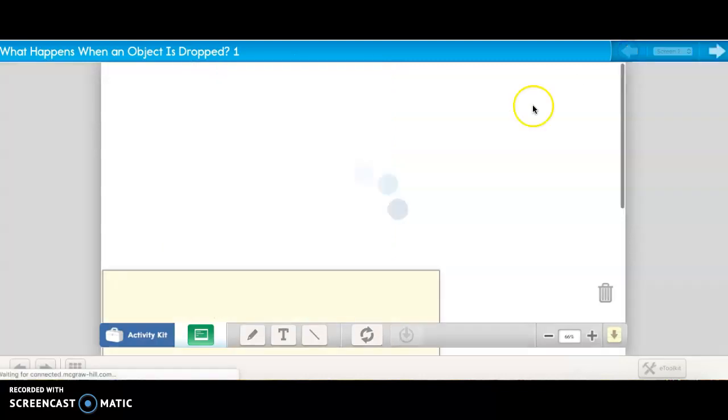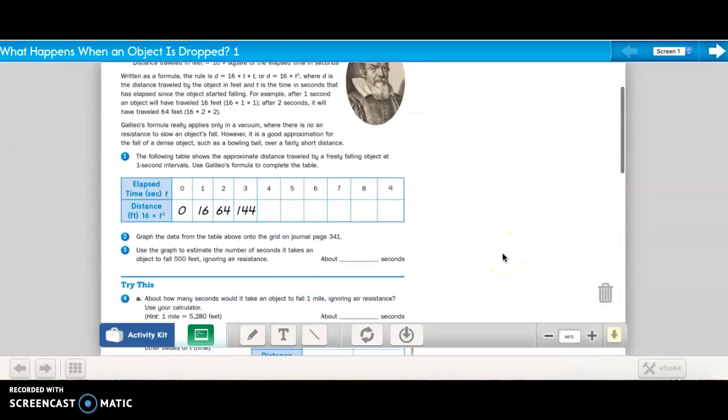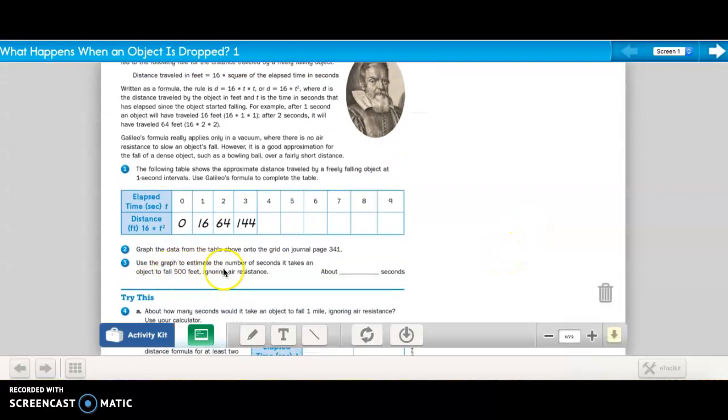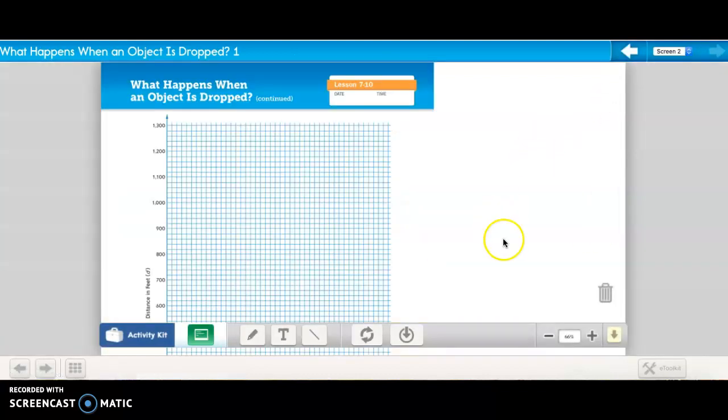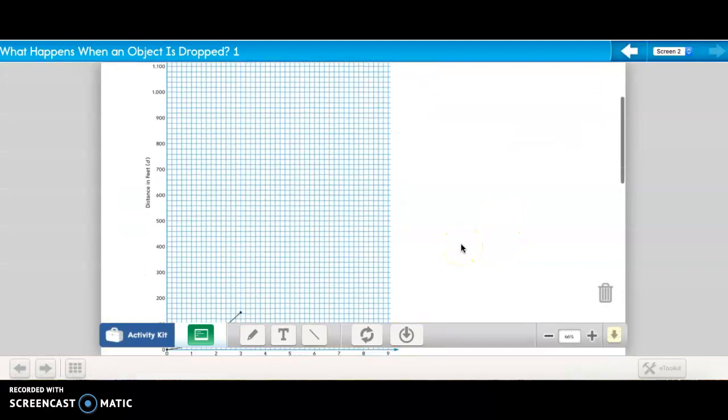seconds. And then you're going to come back to this page, and we'd like you to answer the question about using the graph to estimate the number of seconds it takes an object to fall 500 feet, ignoring the air resistance. So with your graph, you're going to take your finger, and at 500 feet, you're going to follow it along to your graph and see where that distance intersects with an amount of time. So at what second will we notice that the bowling ball has traveled 500 feet? So again, a good time to pause the video now and then check back in once your graph is complete.